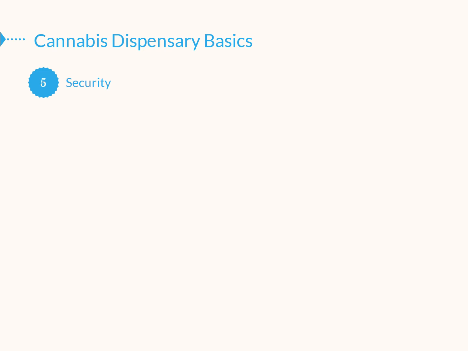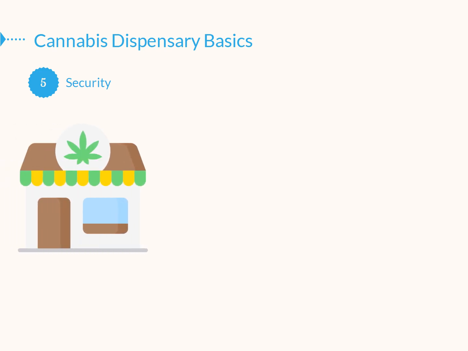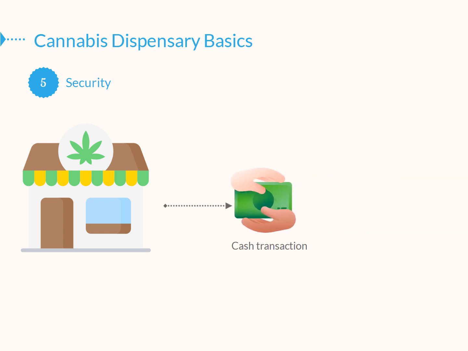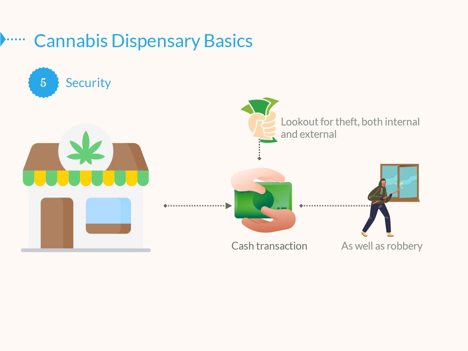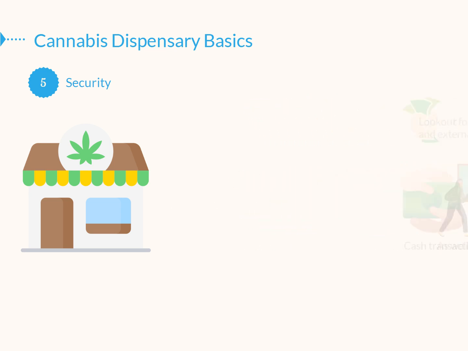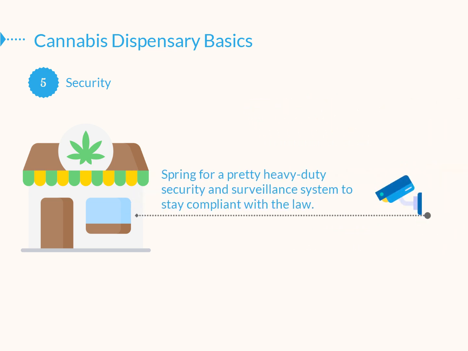5. Security. Since cannabis retail still primarily involves cash transactions, you've got to be on the lookout for theft, both internal and external, as well as robbery. You'll also have to spring for a pretty heavy-duty security and surveillance system to stay compliant with the law, as these systems are also required to ensure that you are only selling to people of legal age.